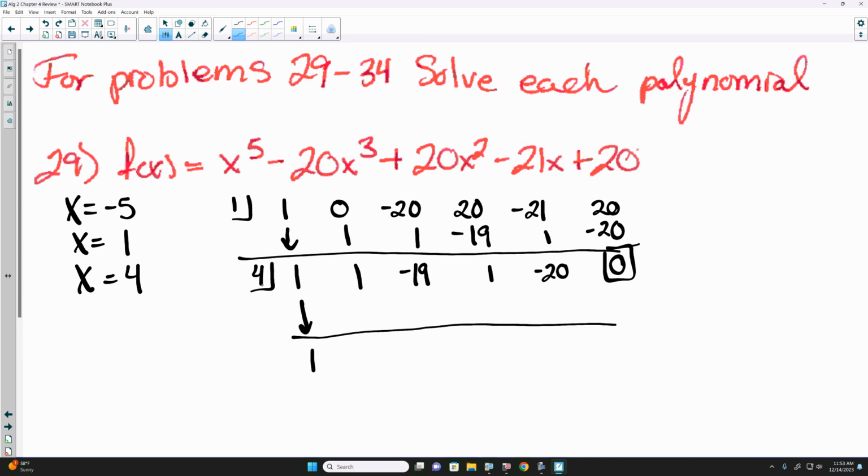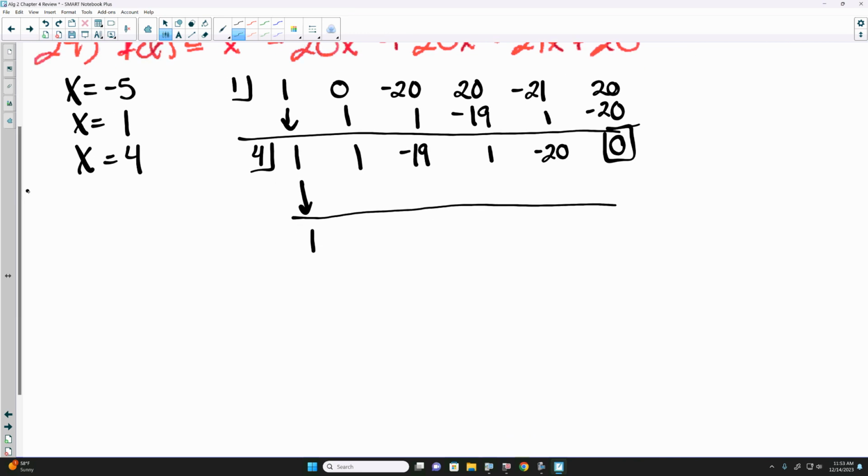Now, unless we know one of the solutions definitely repeated, I would go on and try the rest of the solutions I found first, and then go back to repeated solutions last. So we can do the same thing with 4. 4 times our 1 is 4. 1 plus 4 is 5. 4 times our 5 is 20. Negative 19 plus 20 is 1. 4 times 1 is 4. 1 plus 4 is 5. And 4 times 5 is 20. And then negative 20 plus 20 is indeed 0.